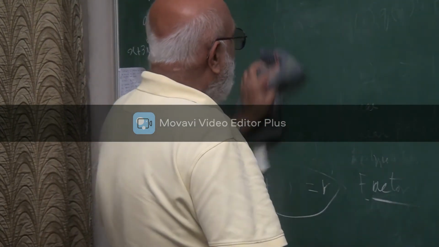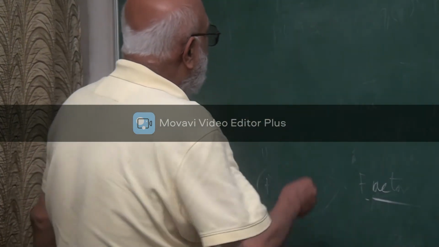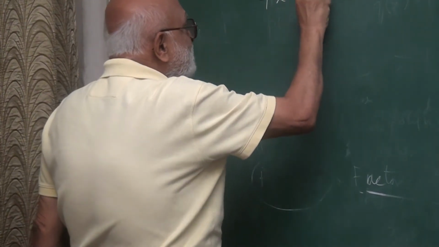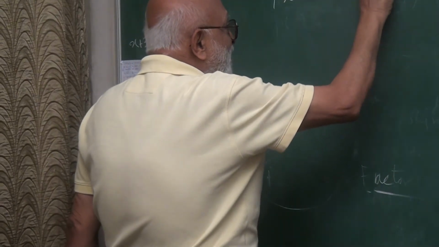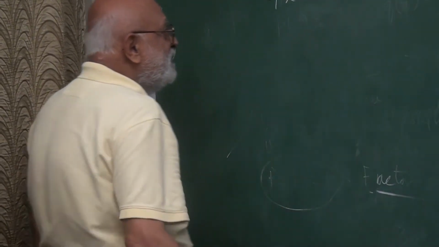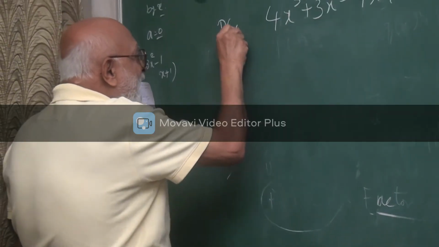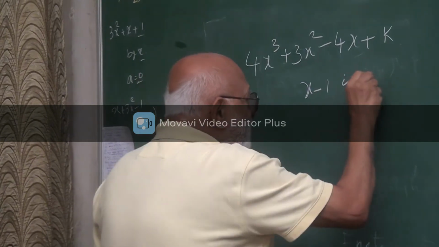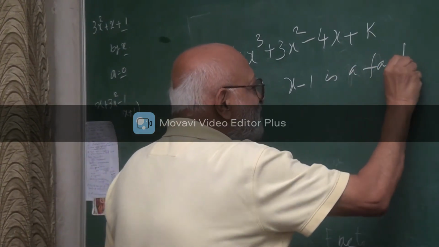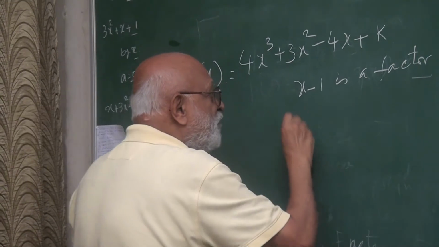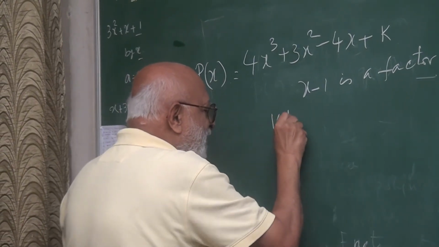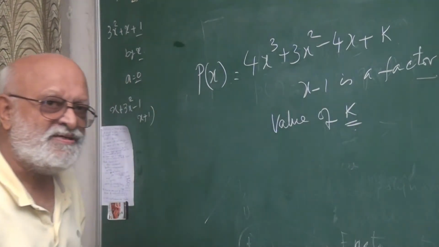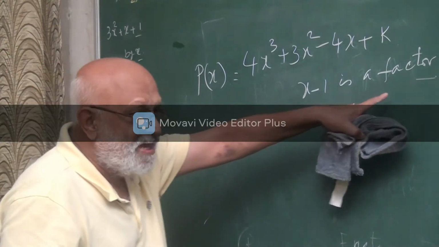Let us see certain examples. Let us say I have a polynomial 4x cube plus 3x square minus 4x plus k. Okay, this is my p(x), and it is being said that x minus 1 is a factor. It is given. What I have to do? I have to find the value of k. It's already a factor.